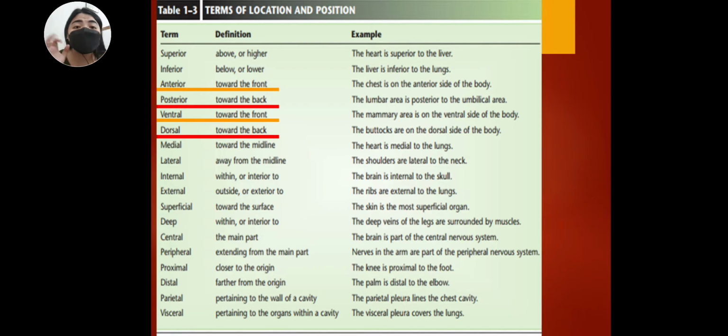Next, we have medial. It's very simple because when I say medial, it is toward the midline. So the example would be the heart is medial to the lungs. This is your heart, and your heart is the middle, and on either side of it are your lungs. That is why it is said the heart is medial to the lungs.